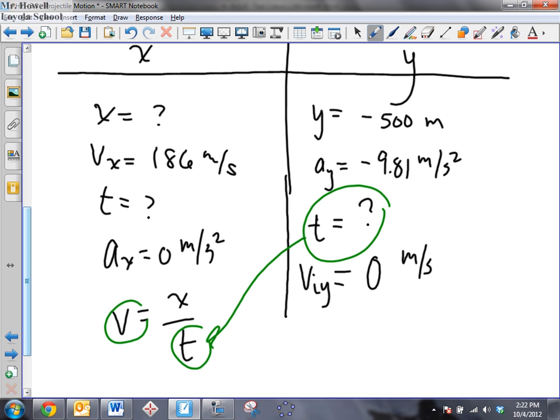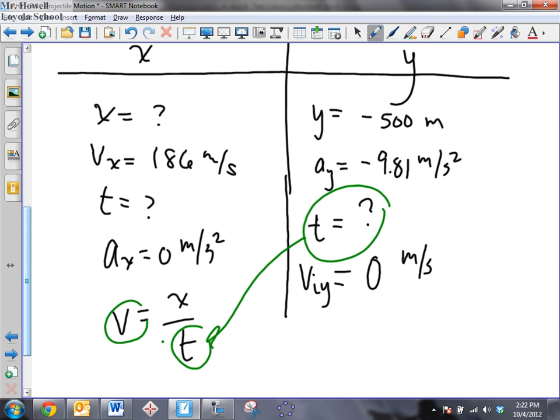Why do you need to find X? Because right now, we're trying to find X in the problem. That's what we were looking for, and we're trying to find time. But all I know is V over here, so I can't find these because there are two unknowns. If I can find T over here, I can then plug it in over here, and then I'll know these two, and I can find the X value.